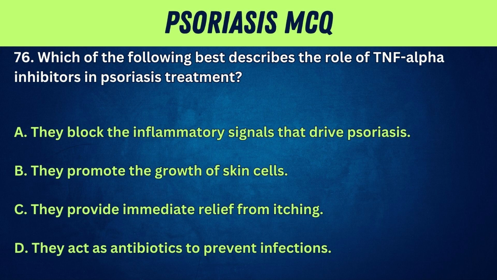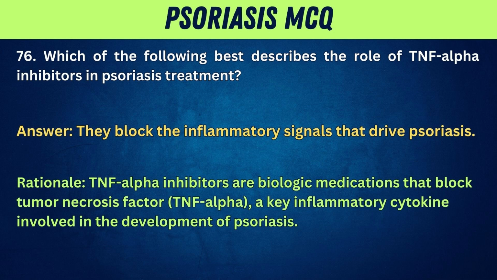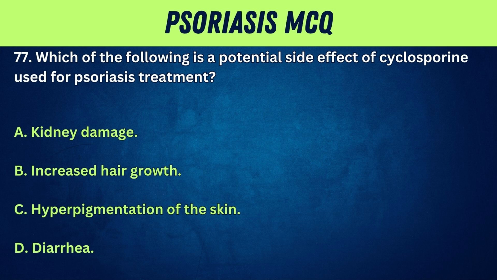B. They promote the growth of skin cells. C. They provide immediate relief from itching. D. They act as antibiotics to prevent infections. Answer: they block the inflammatory signals that drive psoriasis. Rationale: TNF-alpha inhibitors are biologic medications that block tumor necrosis factor, TNF-alpha, a key inflammatory cytokine involved in the development of psoriasis. 77. Which of the following is a potential side effect of cyclosporin used for psoriasis treatment?